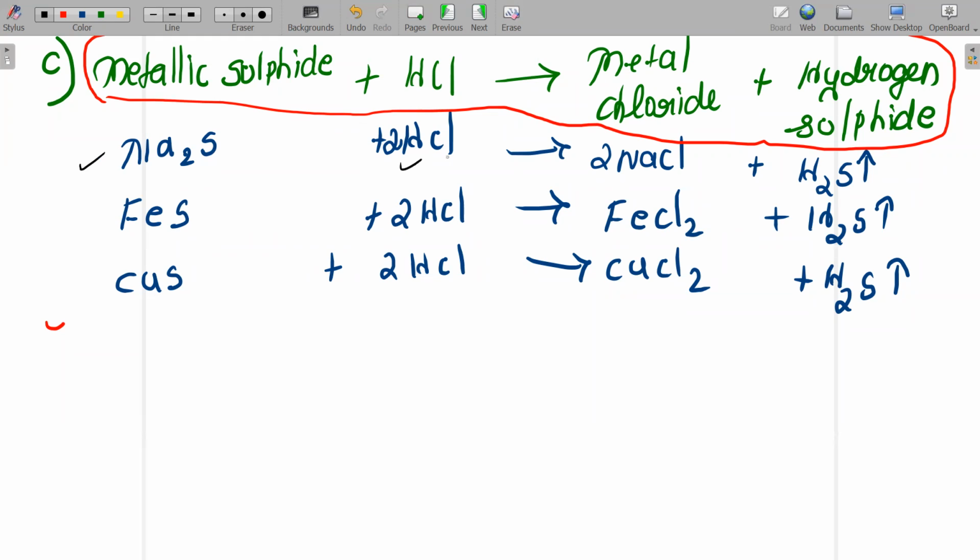Into that HCl I introduce sodium sulfide, and I get sodium chloride plus hydrogen sulfide. Then FeS, a metallic sulfide, into the HCl: I get iron chloride plus H2S. Another one: CuS, a metallic sulfide, introduced into HCl gives CuCl2 plus H2S. That means you are obtaining hydrogen sulfide in all the reactions.